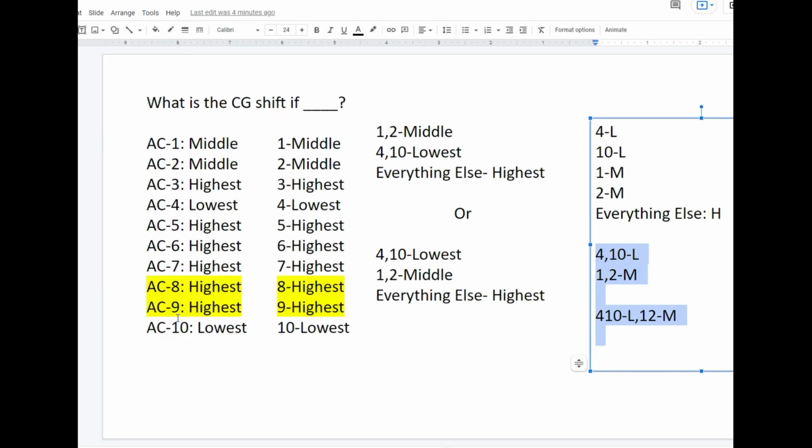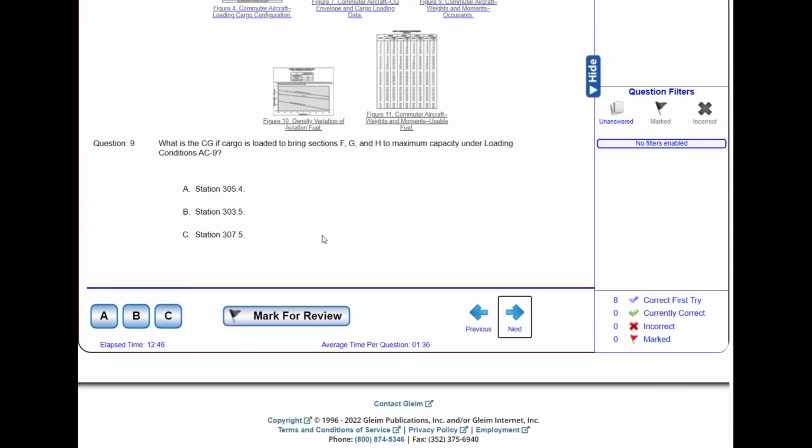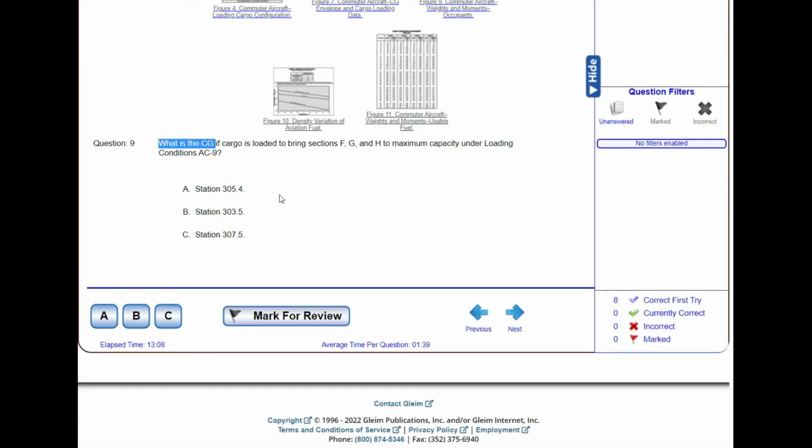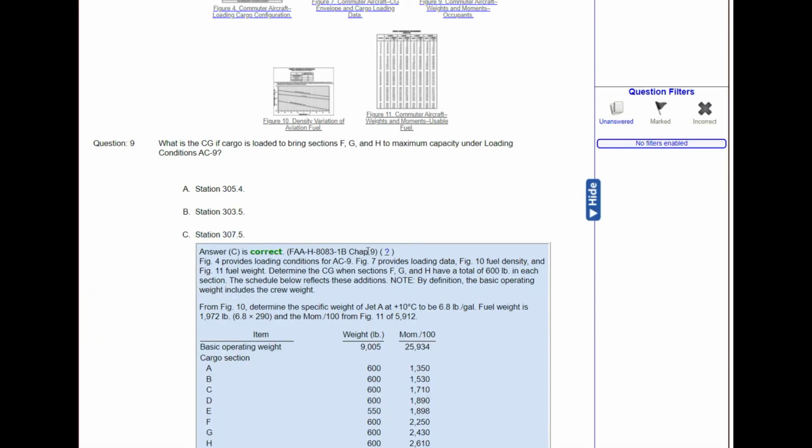AC9, again, I highlighted this one because it does not ask about CG shift. It just asks what is the CG. But again, as long as the question is not referencing anything about the datum, you can still use this technique. So AC9 is not 4, 10, 1, or 2, so we know that it's going to be the highest number available here.